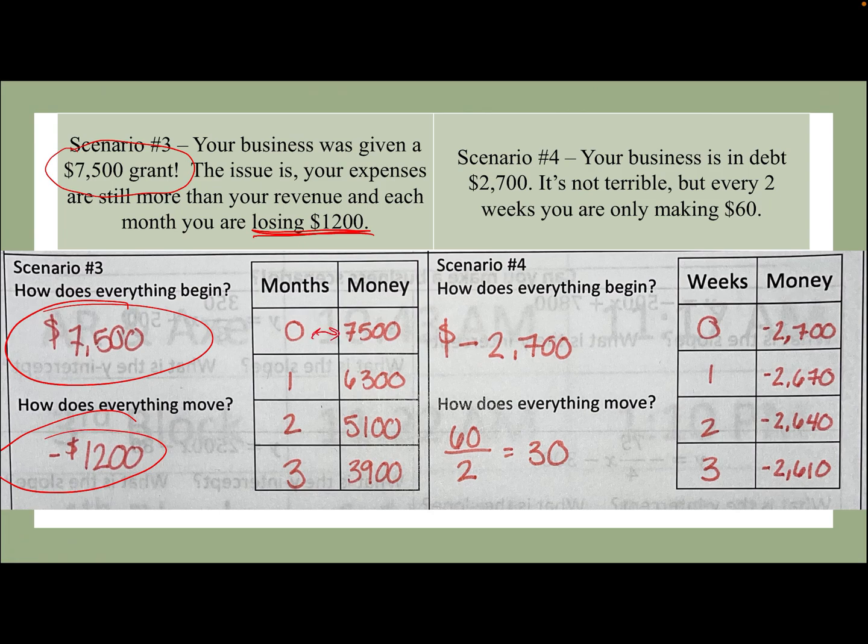So again, we start out with $7,500. Each time we are subtracting $1,200 from that total, and that's every month. So we have money in months.